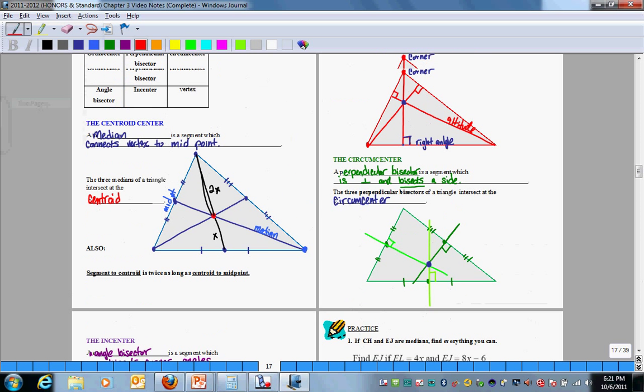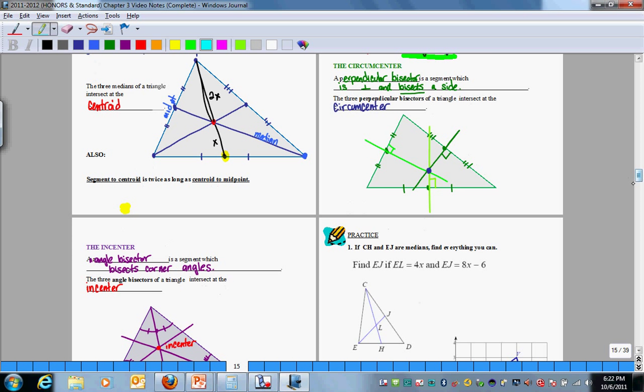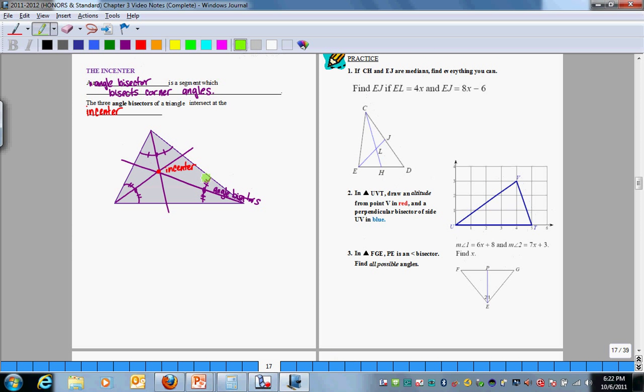So just as a quick review, we have something called the median. The median goes from the corner to a midpoint, corner to midpoint, and it intersects at a centroid. Then we have an altitude, goes from corner to a right angle, and it intersects at the orthocenter. Then we have a perpendicular bisector, which goes through the middle and makes a right angle, and they intersect at the circumcenter. The last one is the incenter, where you have angle bisectors, which bisect the angle, and the three of them cross at something called the incenter.